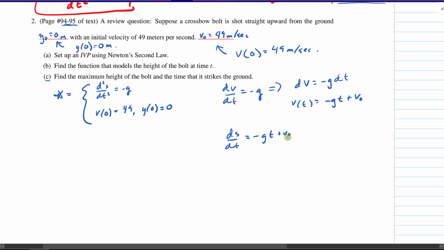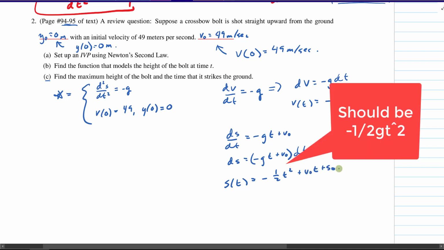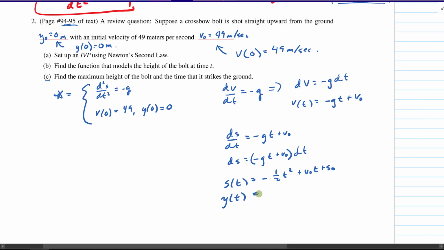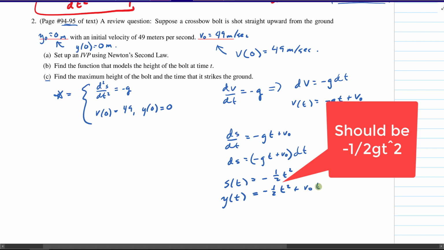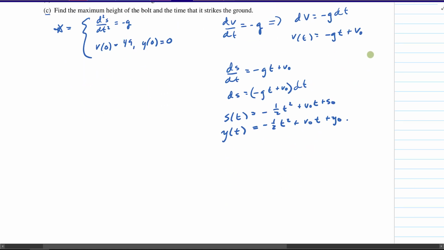Integrating that by separation of variables. Even though I've got a v naught there, that's actually just a constant, so we could say that ds is equal to minus gt plus v naught dt. Integrating both sides gives us s of t is equal to minus 1/2 g t squared plus v naught t plus s naught, or using our book notation, they use y for height, which is perfectly fine, so we'll do that: plus v naught t plus y naught. And so then we can take our two initial conditions and simply plug them in. Oops, I dropped the g there. Let's go ahead and plug that in.